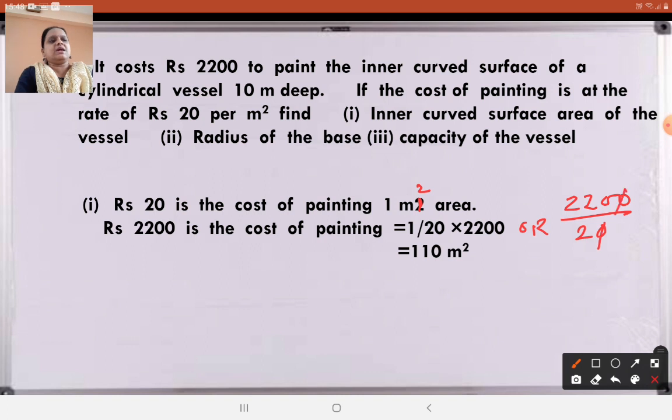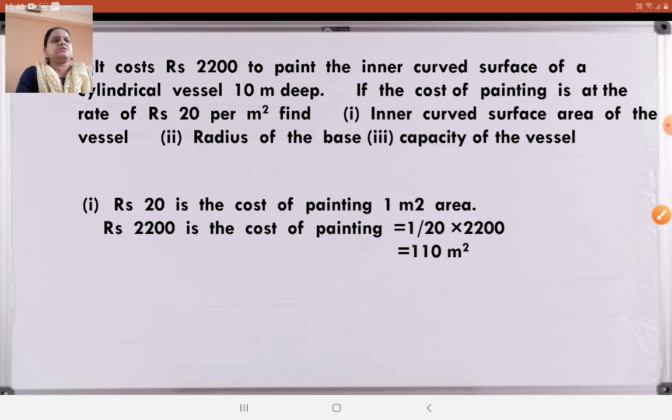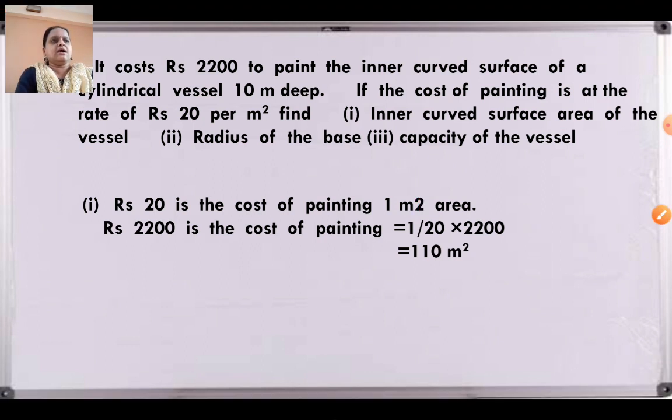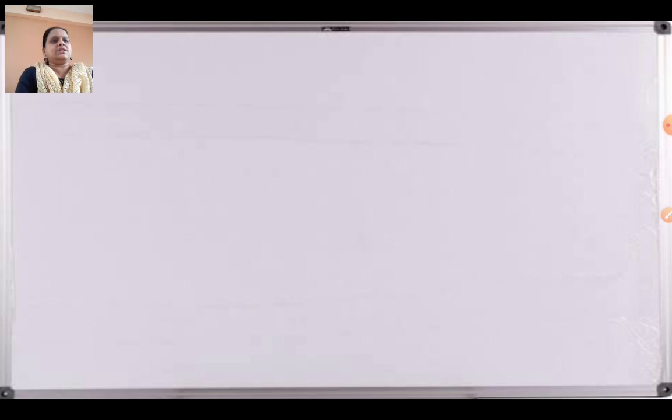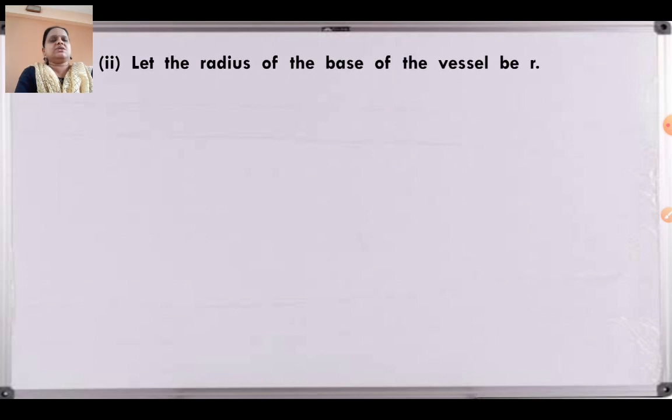So the 0 and 0 will get cancelled, 2 ones are 2, 11 ones are 11, so it is 110. So we are getting the answer here as 110 meters square. Is it correct? Yes. So write the answer till here. Now we will continue with the second part. We want to find the radius of the base. So don't forget to write the final answer for the first part, that is, the inner surface area of the vessel is 110 meters square. Now we will use this curved surface area to find the radius.